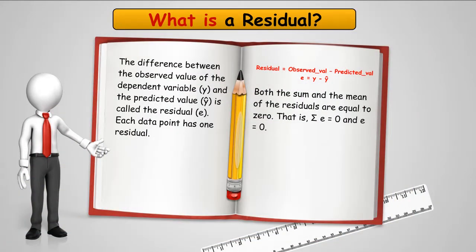So let's start by defining what a residual is. It's the difference between the observed value and the predicted value. Remember that the regression line itself minimizes the residual values between all of the various predictors, which ultimately means that the sum of all the residuals is going to be 0, and the mean of the residuals is going to be 0.